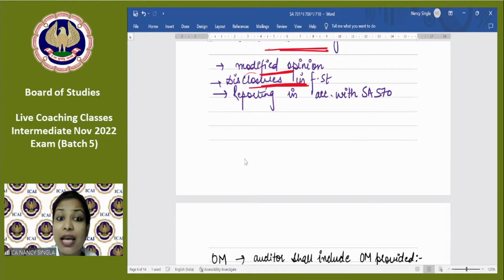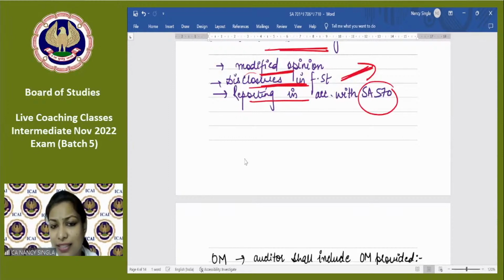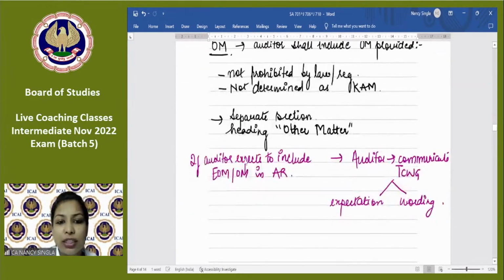Disclosure in financial statement, why? Because ये matter तो होते ही वो हैं which have been duly disclosed in the financial statement. Once the matter has been duly disclosed, then only it becomes matter of EOM paragraph. And reporting in terms of SA 570 going concern, because going concern का कोई मैटर है तो वो तो SA 570 के पैराग्राफ में जाके आप रिपोर्ट करो. Simple. Same way with respect to other matter paragraph.